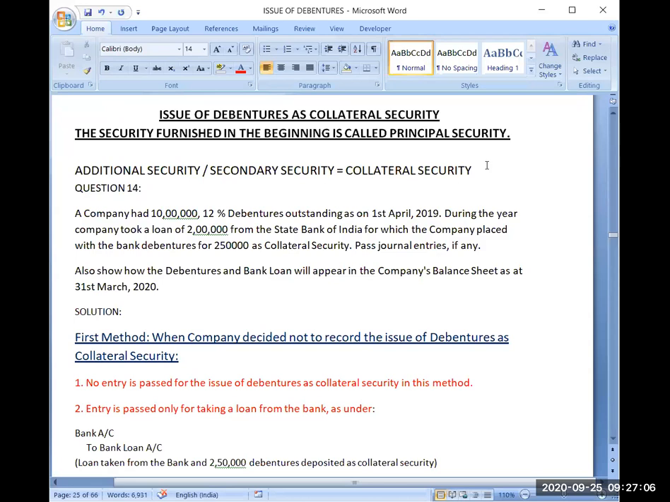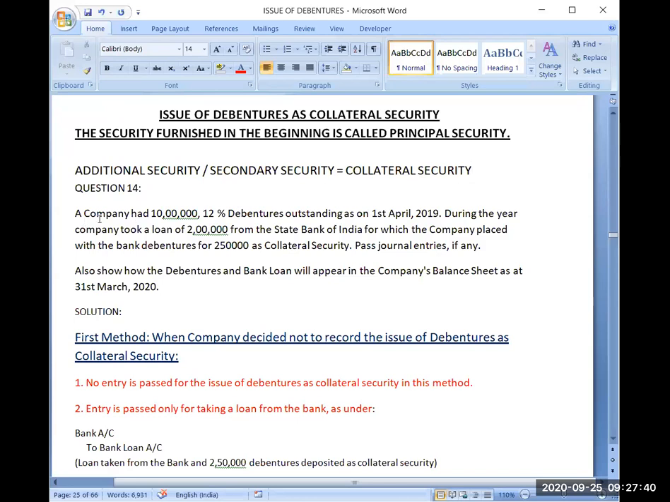So the benefit to the lender is that he is holding debentures, so he will become the debenture holder if the company doesn't pay the amount of the loan and the principal security is also not sufficient to pay the loan. Then in that case, the lender will become the debenture holder of the company. Now, how will we record the debentures issued as collateral security?